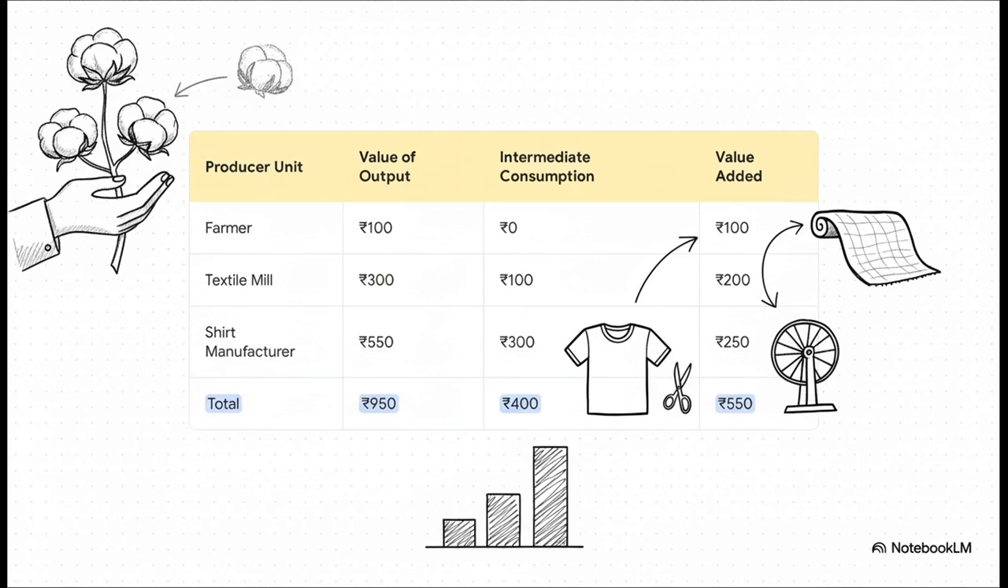Okay, let's look at the actual numbers on this table. The farmer makes 100 rupees worth of cotton. Now, since they basically started with just seeds and soil, their cost of inputs, what economists call intermediate consumption, is 0. So their value added is the full 100 rupees. Simple enough. Now the textile mill buys that 100 rupee cotton and turns it into 300 rupees of fabric. So their value added is their output, 300, minus their input, 100, which is 200 rupees. Finally, the shirt manufacturer buys that 300 rupee fabric and makes a 550 rupee shirt. Their value added, 550 minus 300, which is 250.